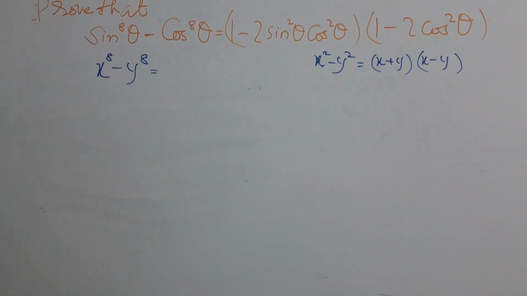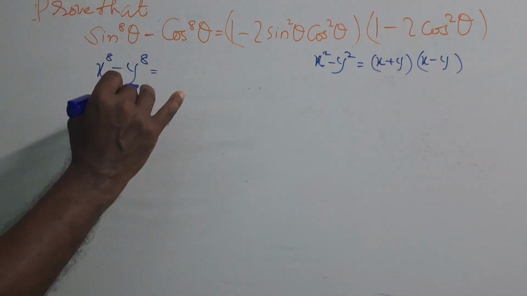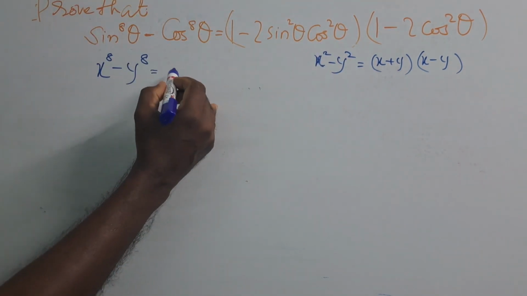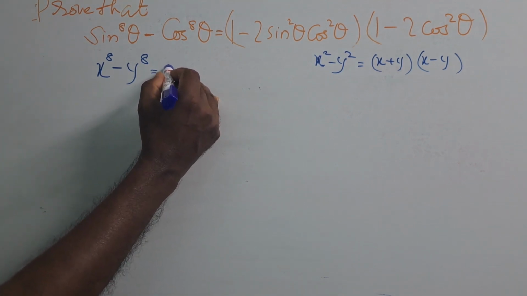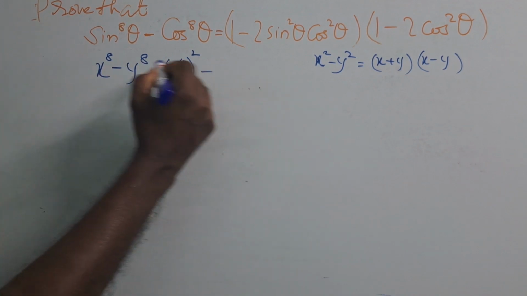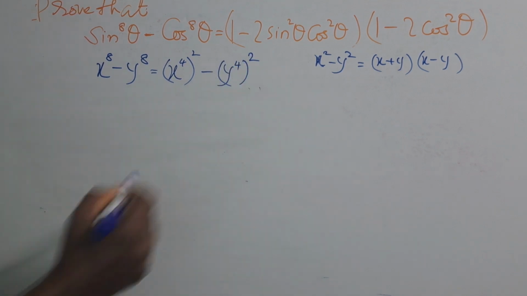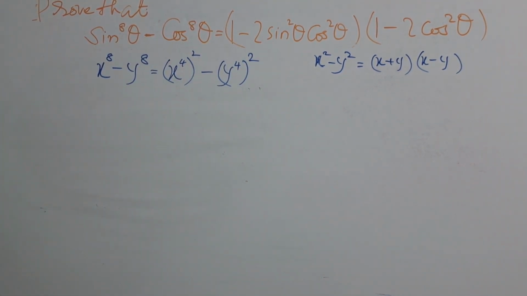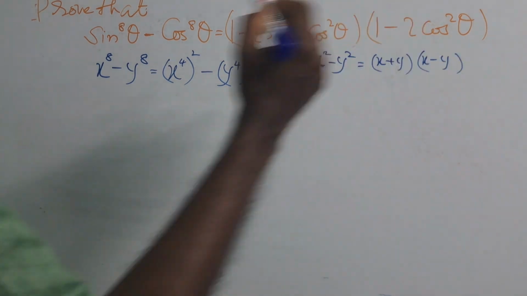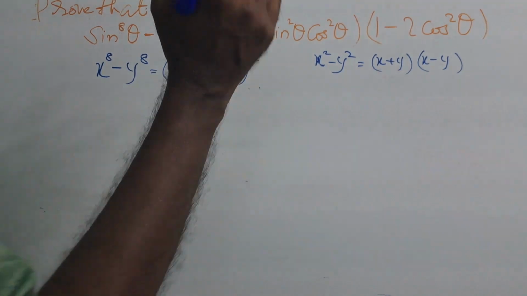X raised to 8 and y raised to 8 can be expressed as the difference of two squares. X raised to 8 can be expressed as x raised to 4 the whole square, and y raised to 8 can be expressed as y raised to 4 the whole square. So this is equal to x raised to 4 the whole square minus y raised to 4 the whole square. Using this identity, instead of x we have x raised to 4 and instead of y we have y raised to 4.